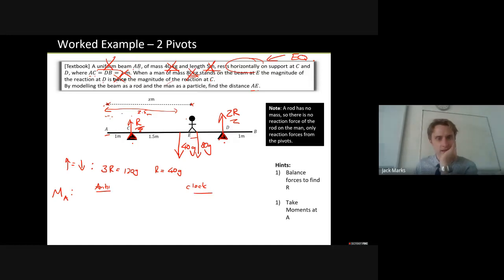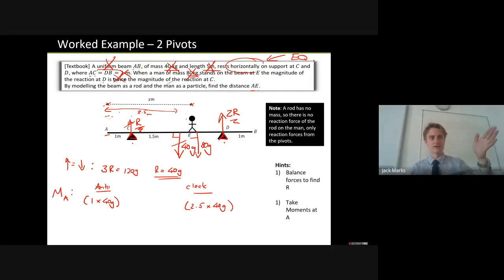So from A, the first one you hit is R. R is anti-clockwise because it's to the right and up. So that will be 1 times R. And R is 40G. What's the next thing? The next force is the weight from the beam. To the right and down, that's clockwise. So that is 1 meter, 1.5. That's 2.5 away, 2.5, and it's 40G. Okay, so I've done that one. I've done that one there.